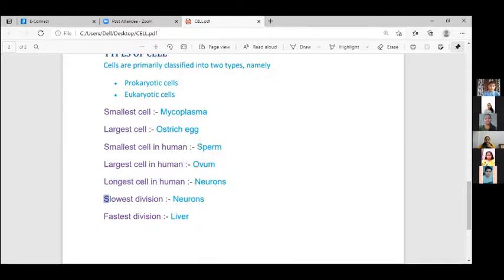And ma'am, here it is given lowest division, but I want to tell there is no division found in the neuron cell. That is why if we are injured in our brain, we cannot recover again. There are 90% of neurons and 10% of other cells. I don't know their name. And the fastest division is found in the liver cell. That's why if our liver is damaged, it only stops work. It is not very seriously damaged.